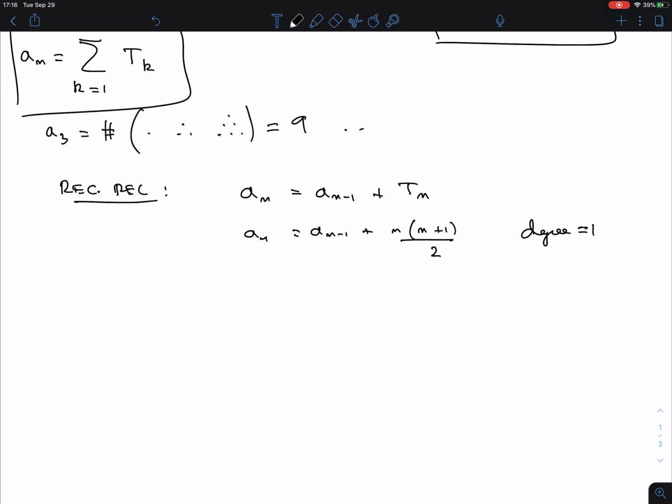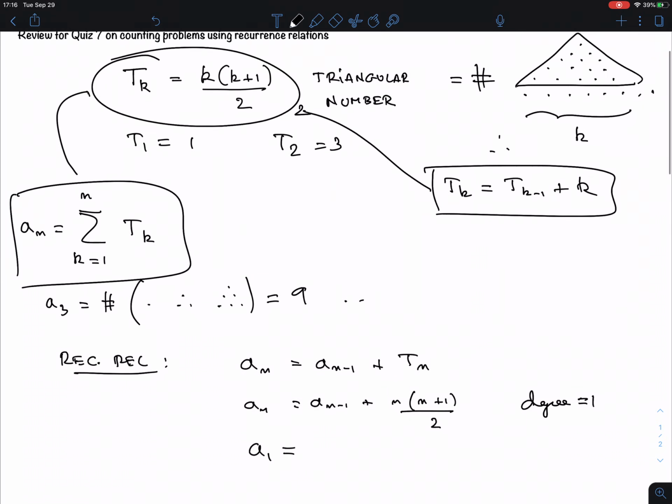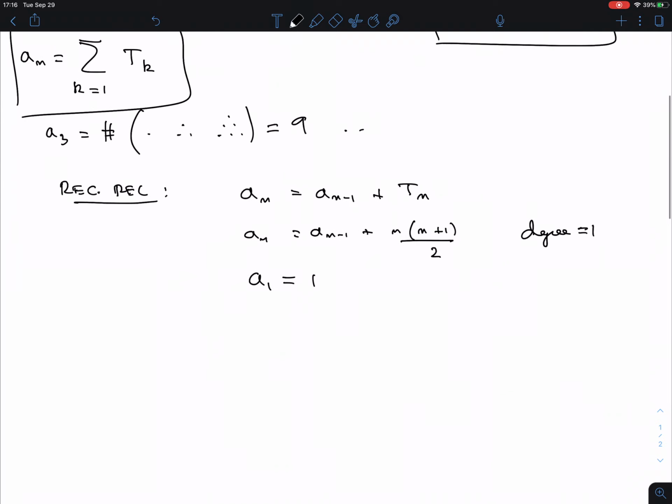So how many initial conditions do we need? One initial condition, A1, right? And we have already calculated A1, because what is A1? Well, that is just T1. It's just a single dot, so A1 is 1. We know that. Okay, so now solving.